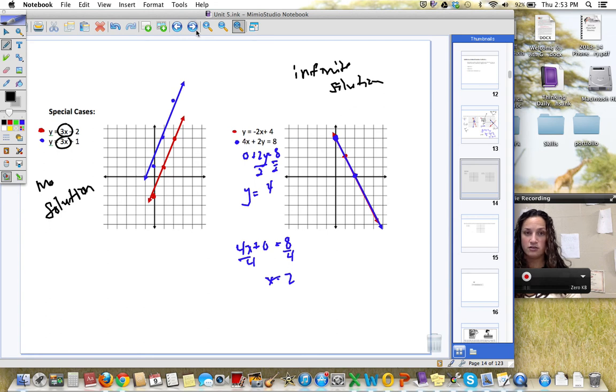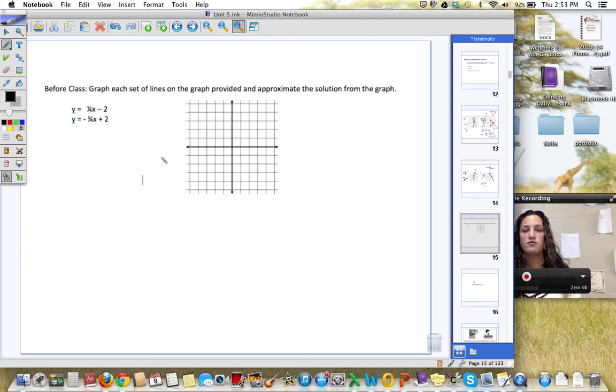So it's infinite solutions. So before class, graph each set of lines in the graph provided and approximate the solution. So you're just doing what we did. You're graphing both of these, and then you're finding that point and telling me what that answer should be in a coordinate value, like what blank comma blank.